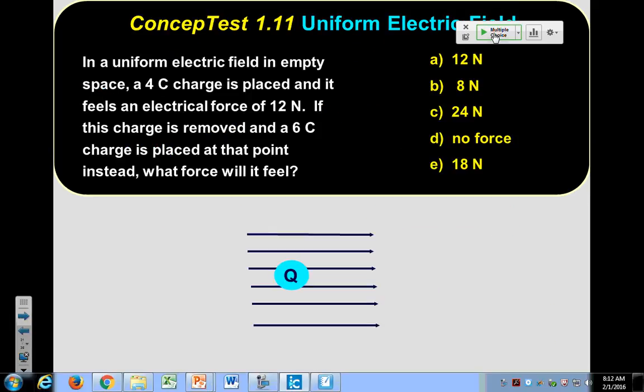A uniform electric field in empty space. A 4 coulomb charge is placed in that electric field, and it feels a force of 12 newtons. What if you put a 6 coulomb charge at that point? What force will it feel? So I have a 4 coulomb charge, it feels 12 newtons. What will a 6 coulomb charge, which is 50% bigger, what force will it feel?